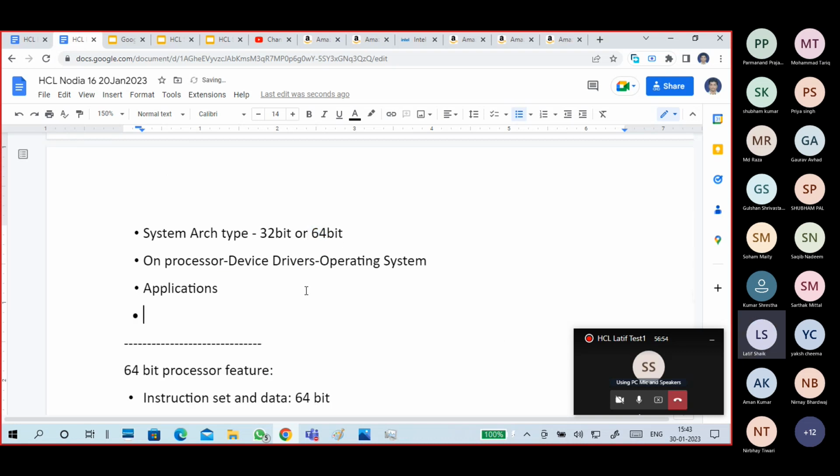If you are using a, for example, your CPU is 32 bit, your operating system must be 32 bit, your device drivers must be 32 bit, and your applications must be 32 bit.